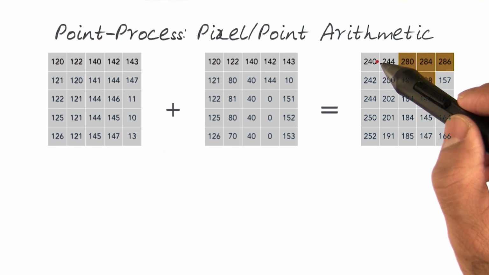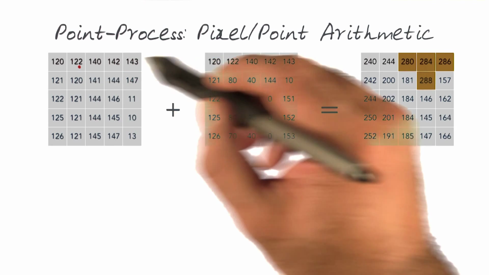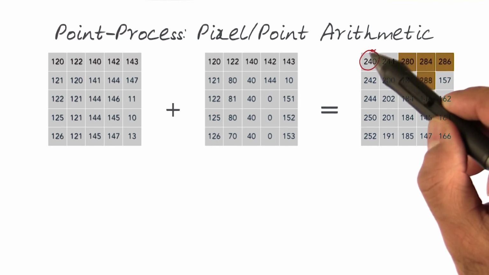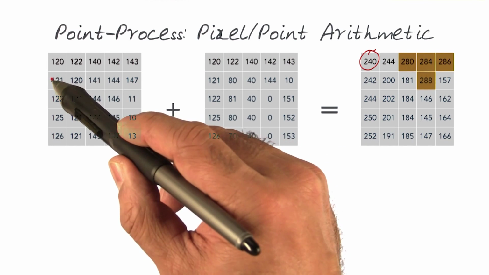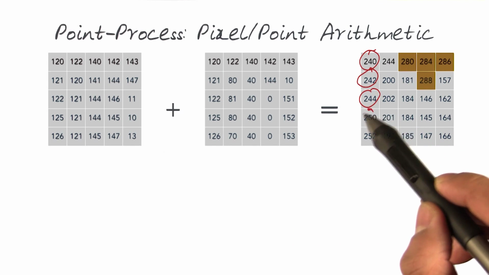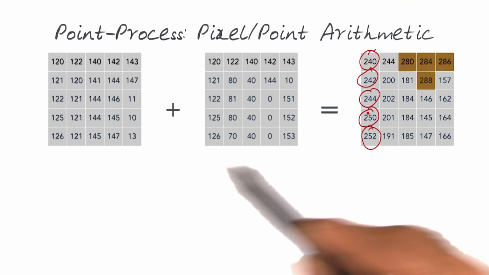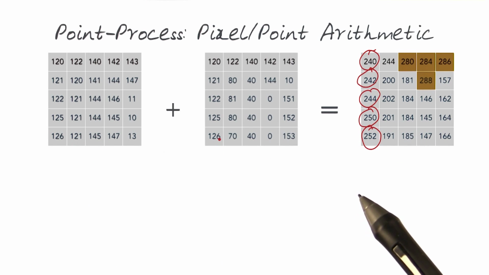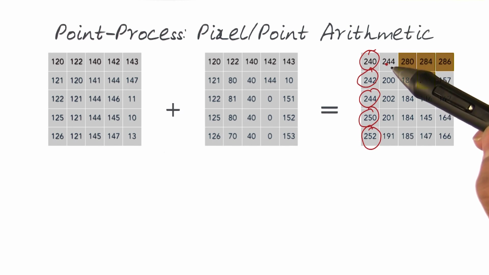And again, just to look at it, we can go through the math here. 120 plus 120 results in 240. 121 plus 121 results in 242, 244, 250, 252. Basically, these things are repeated, so they're just multiplied by 2 here. And you can see the same kind of impact here on this row.